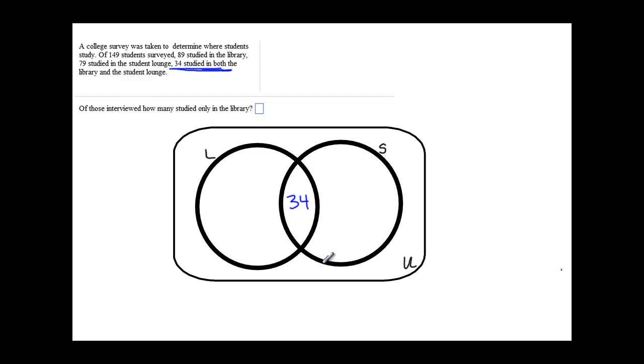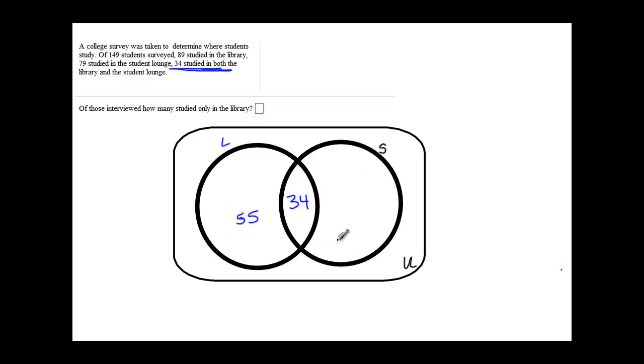in that region 2. And then as we look at our problem again, the number of students who studied in the library was 89. So if I'm looking at this entire circle, it should include 89 students. So this piece is going to be 89 minus the 34 that have already been accounted for. So this set would have 55 students in it.